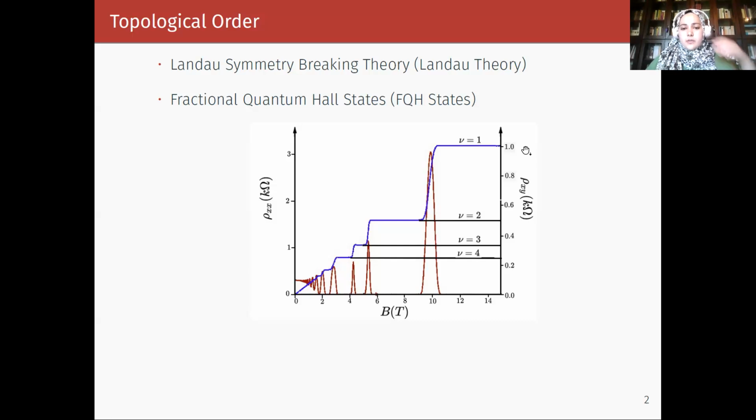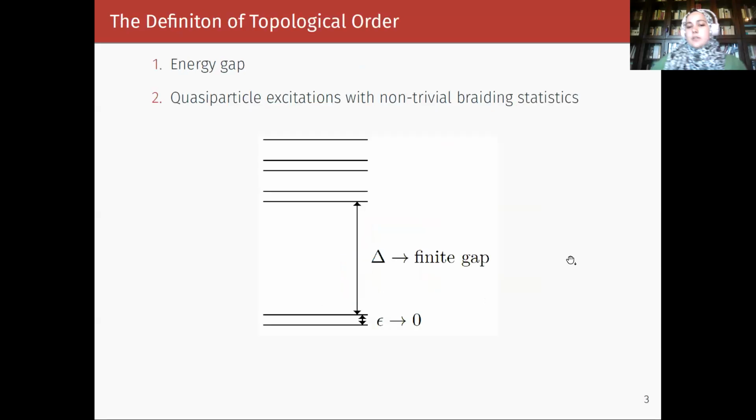So there's a figure here for the FQH states that shows us the phase transition with the increasing magnetic field. Here all the horizontal lines correspond to phase transitions. And in these FQH states, all phases in this figure have the same symmetry, which Landau theory cannot explain. This means these FQH states have a different order, which we call topological order. So now we can define topological order. There are two properties for a system to be called topologically ordered.